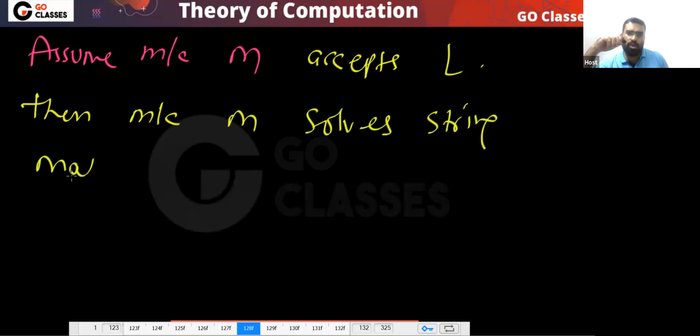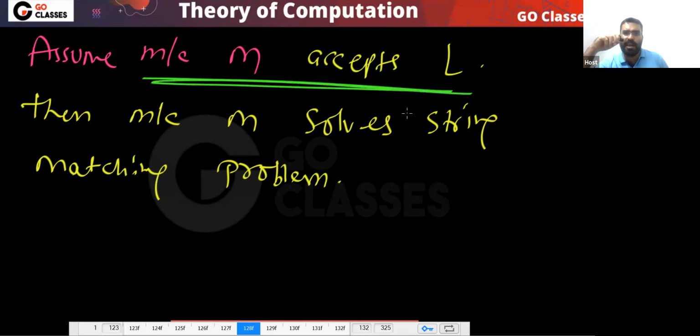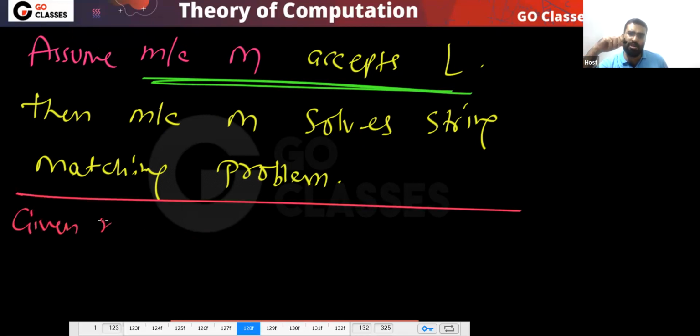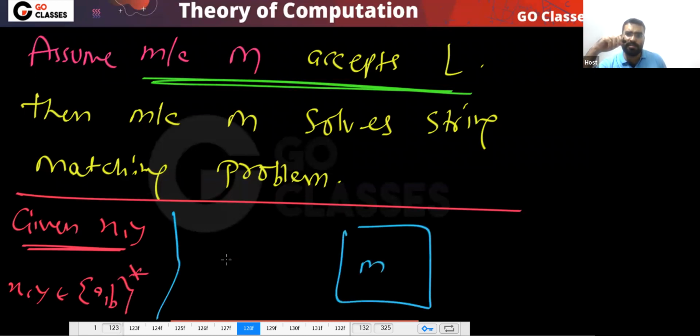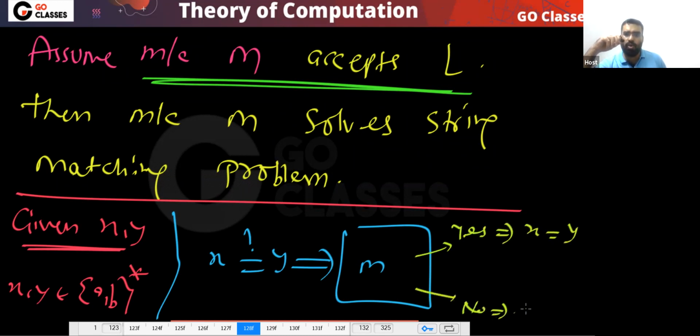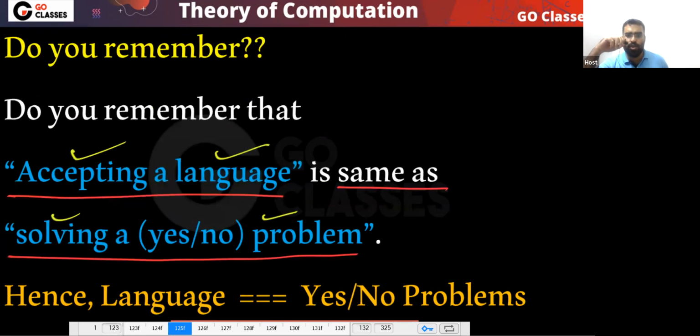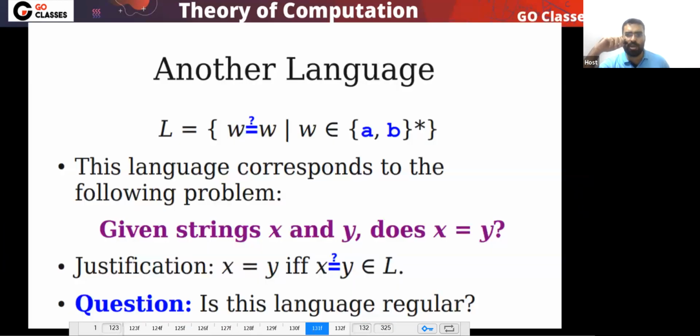Correct or not? Agree or not? If a machine is accepting L, then this machine is solving this problem, because for any two strings x, y over {a, b}*, you give this input to the machine. If the machine says yes, it means x equals y, and if the machine says no, then x is not equal to y. Did you understand this? So accepting a language is the same as solving a problem. You are solving real-life computational problems.